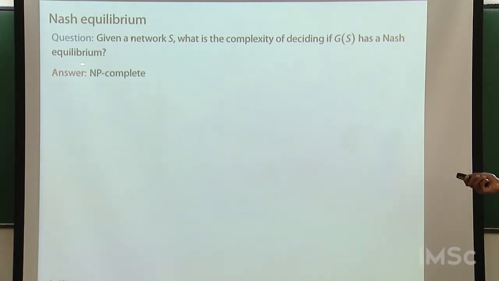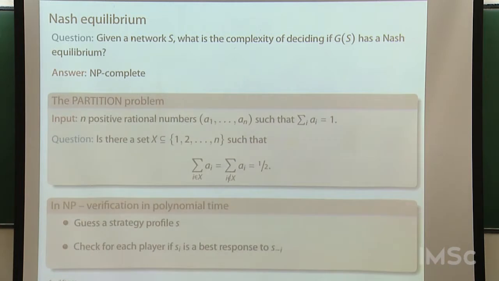Of course, the fact that it is in NP is easy to see because you just guess a profile and check, right? Of course, you can check in polynomial time because you just have to run through each component. NP completeness: let me try to give a short idea on this proof. What you can do is reduce from what is called the partition problem. So the problem is the following. You are given n positive rational numbers a1 to an, which add up to 1. So it's normalized.